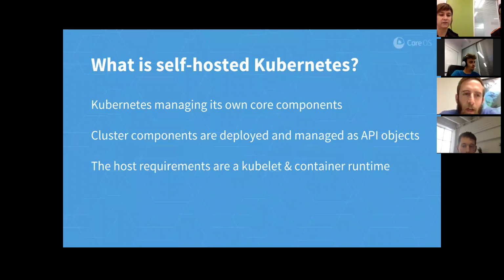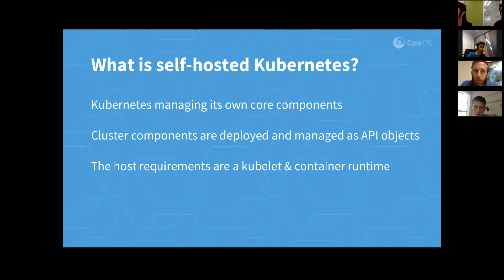So I'm just going to quickly go over some of the background just to give an idea of what self-hosted actually is. In general, what it means is that Kubernetes is managing its own core components. All of the cluster components, things like API server, scheduler, controller manager, are managed as higher level API objects, things like daemon sets or deployments. Any of the actual cluster components, we want to model as Kubernetes objects. The end goal is that our host requirements end up being that you have a kubelet and a container runtime, and then everything else is stacked on top of that.